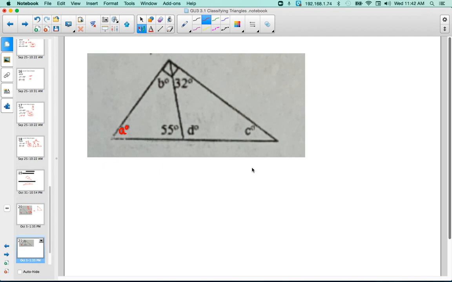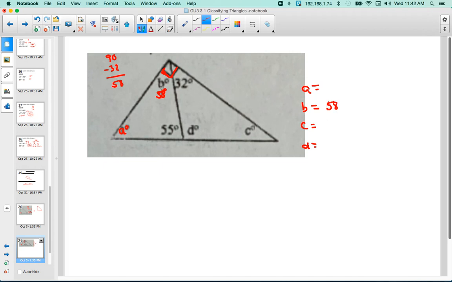Now, the easiest one for me to look at first is B. Okay, so we're going to figure out what A, B, C, and D equals. So I'm going to figure out B first because I know we have this right angle up here. And I know this right part of it is 32 degrees. So if I do 90 minus 32, I get 58. Well, B is going to be 58 degrees.